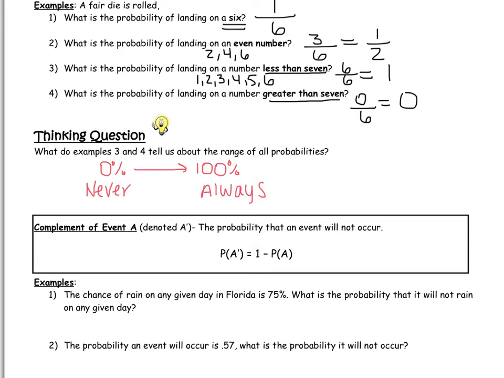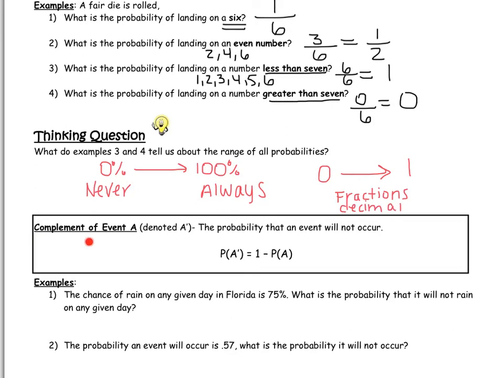And with example 3, we didn't use percentages. We just said 0 never happens, 1 always happens. So all probabilities should be fractions between 0 and 1, or decimals between 0 and 1.